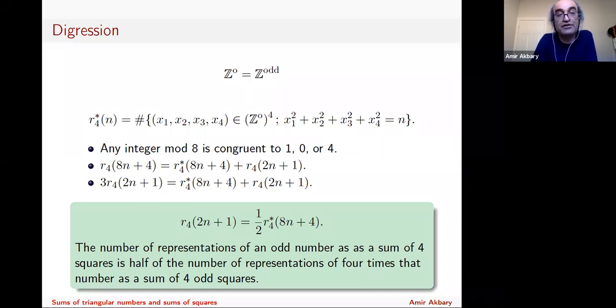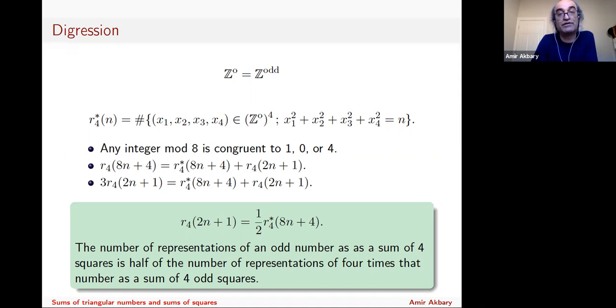Okay, a couple of straightforward observations. The square of any integer mod 8 is going to be congruent to 1, 0, or 4. If the integer is even, its square is going to be 0 or 4. If it's odd, its square is going to be 1 mod 8. So the number of ways that we can write the number 8n plus 4 as a sum of 4 squares is going to be the number of ways that we can write 8n plus 4 as a sum of 4 odd squares. And then we can check that if we are not in this case, then all 4 components should be even.